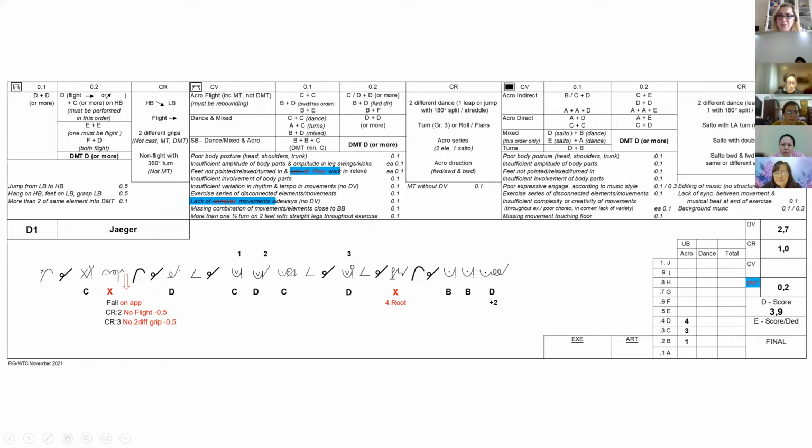The interesting part in this routine, the Jaeger straddle with fall on apparatus, unfortunately. Poor girl, she had not good luck in the first flight element. As you can see here, after the Stalder half turn, the Jaeger straddle, she fell on the apparatus before grasping the bar. That's why it's not according to the technical requirement, and we don't give any value in addition to the 1 point fall deduction from the E jury.